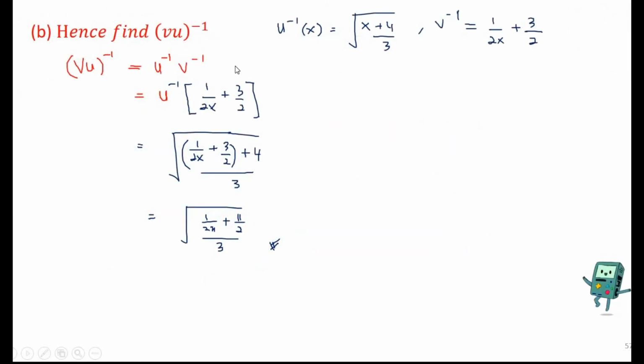Now how to find (uv) inverse? (uv) inverse is actually v inverse u inverse. You have found your v inverse, so you substitute your v inverse into u inverse, then you'll get this one, and finally you'll get this one. Because u inverse is the square root of (x plus 4) over 3, and your v inverse is 1 over 2x plus 3 over 2, substitute this one into this one. So finally you'll get this.